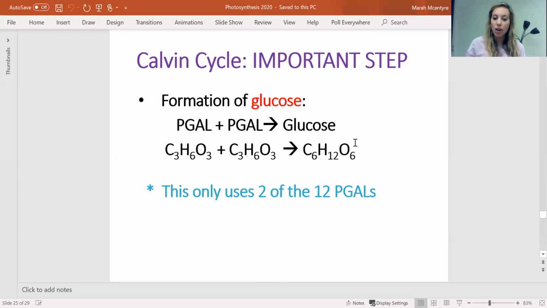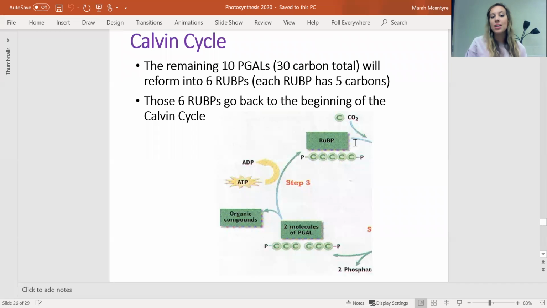But I said we had 12 PGALs. So how many does that leave us? We used 2, and 12 minus 2 is 10. So we have 10 PGALs left. PGALs have 3 carbons each, so 10 times 3 equals a total of 30 carbons left. Luckily, this all works out.